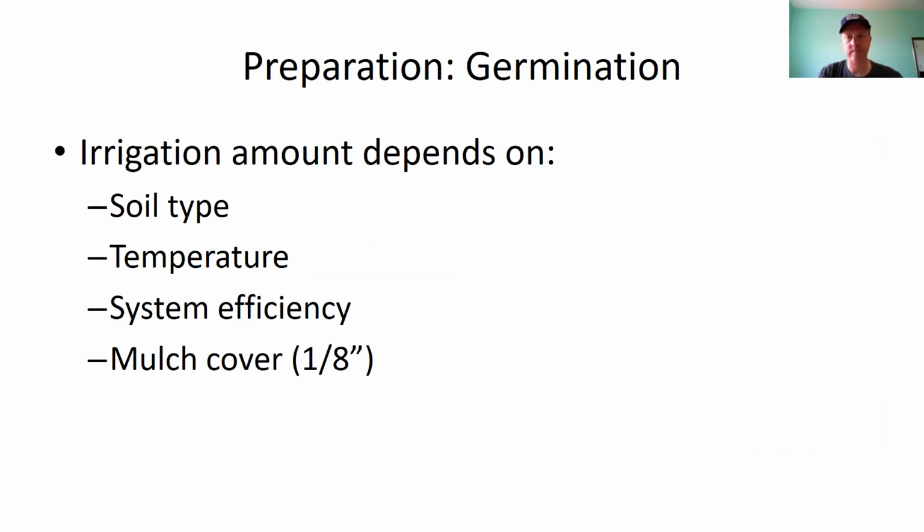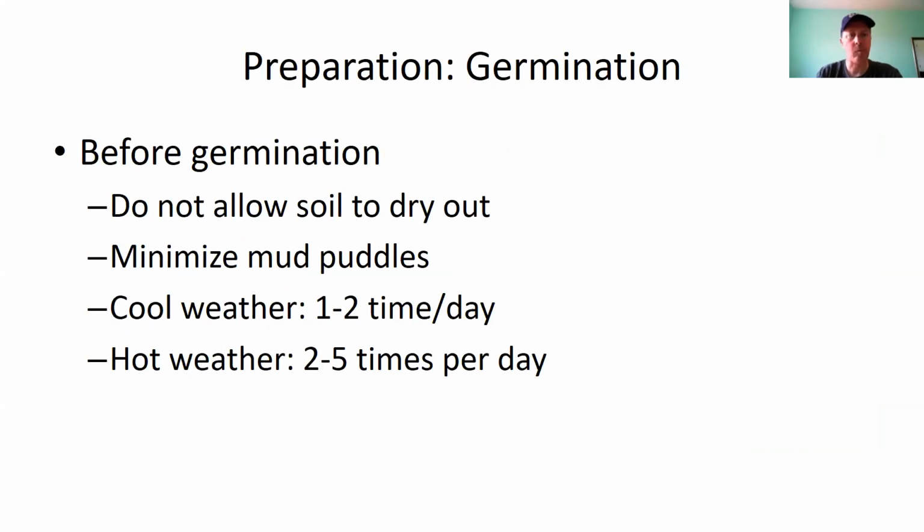So we've already talked a little bit about irrigation. The lawn needs to be kept wet when you first seed it. Then as you start to see that grass seed germinate, you can slowly back off.